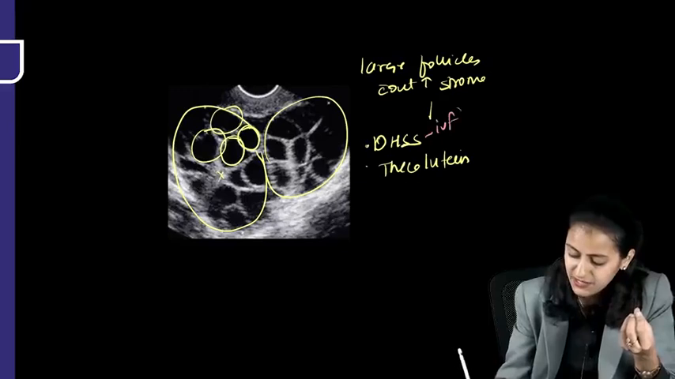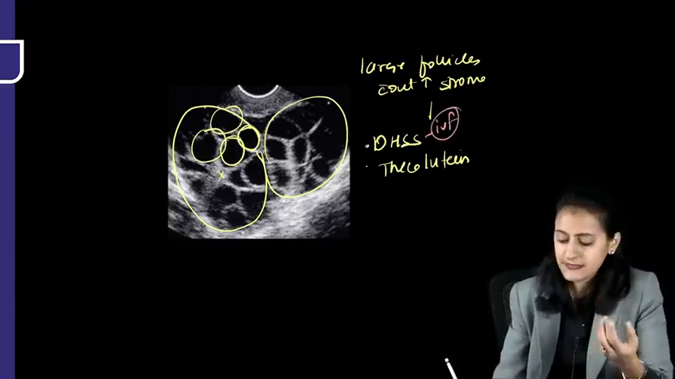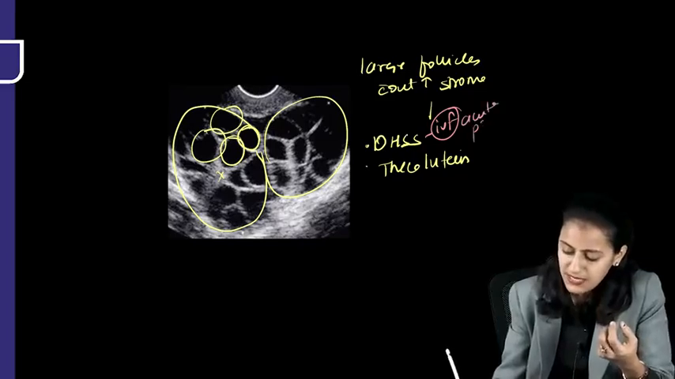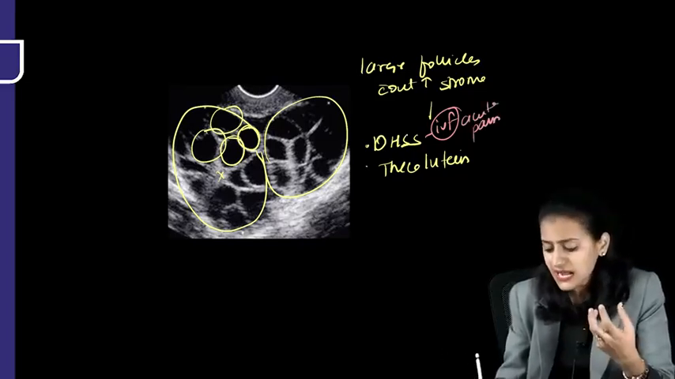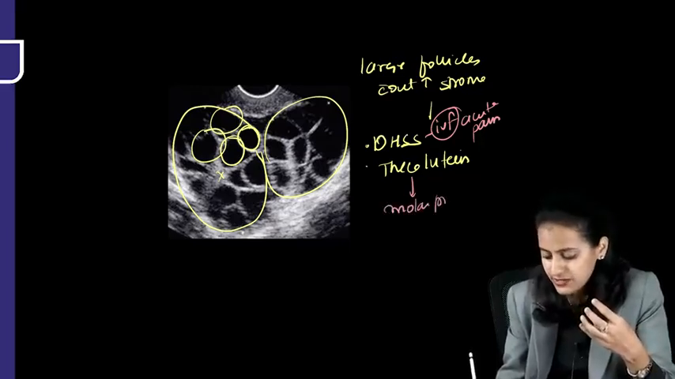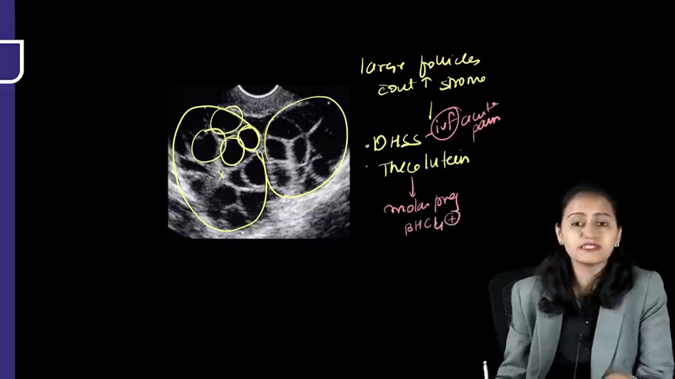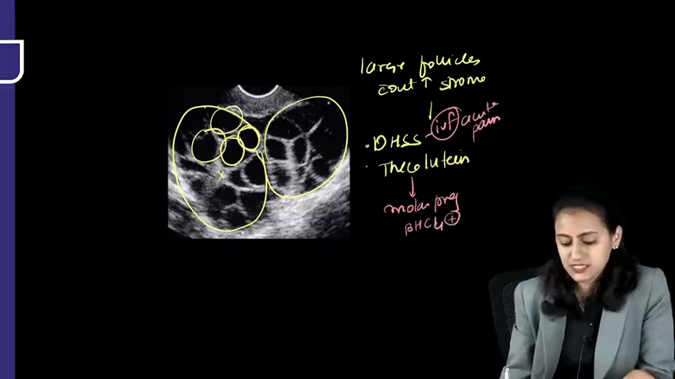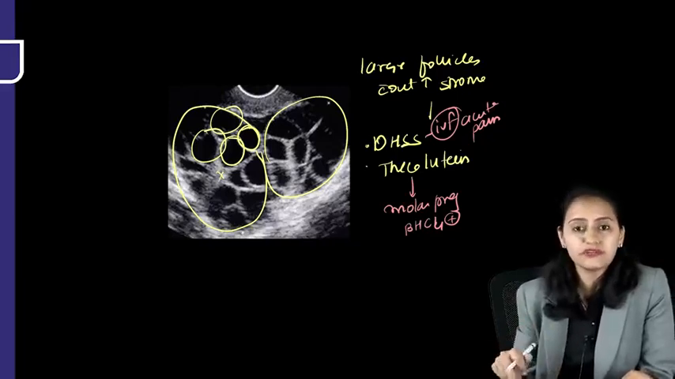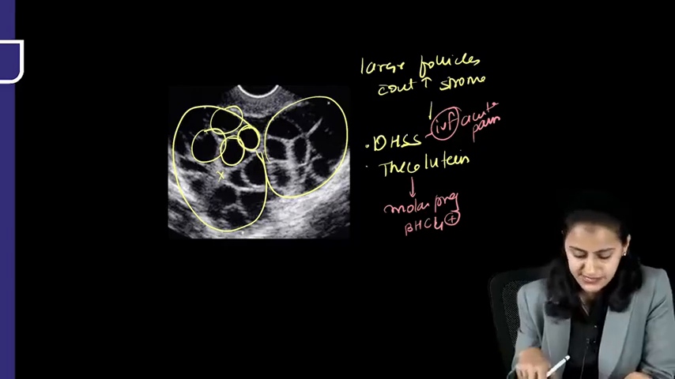You will differentiate that based on the background history. Hyperstimulation would be an infertility IVF patient on treatment on ovulation induction drugs, now presenting with acute pain in abdomen. Theca lutein cyst will be seen with molar pregnancy. So, in molar pregnancy, it is going to be beta HCG positive. Okay, it is going to be beta HCG positive. So, that is how we are going to differentiate the three, the PCOS, OHSS and the theca lutein cyst.